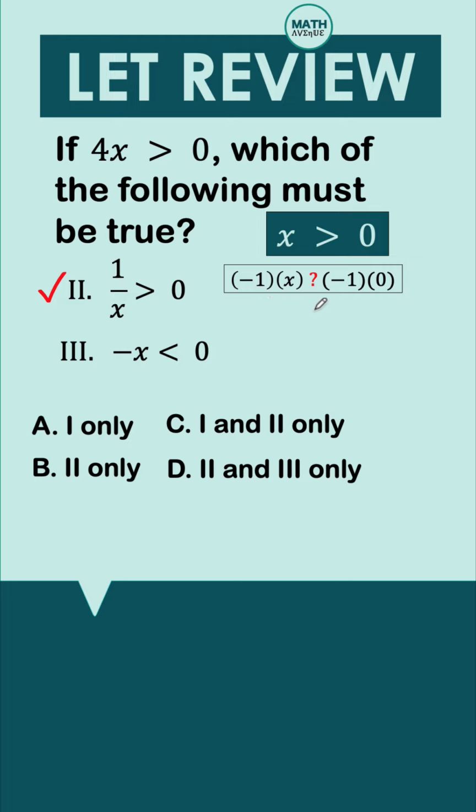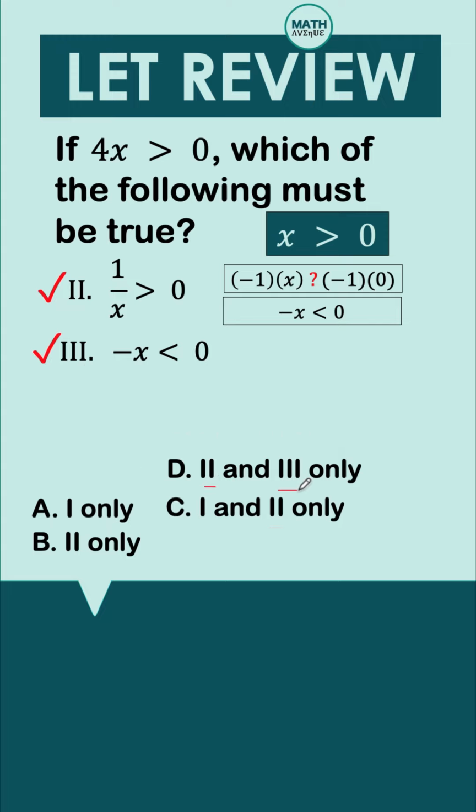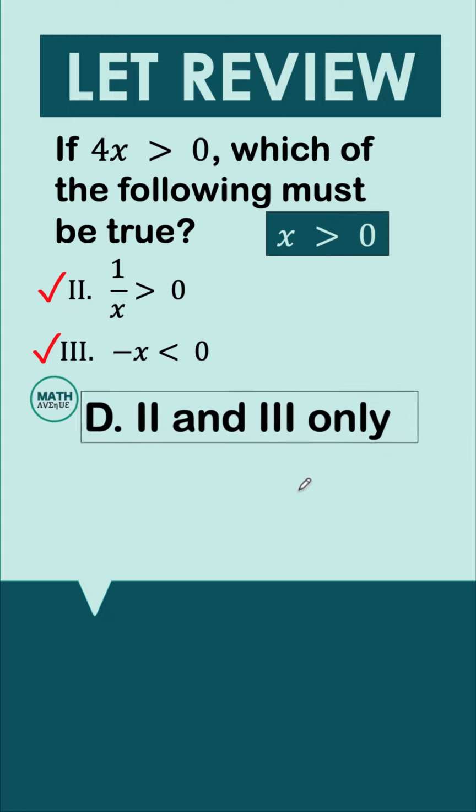From the properties of inequalities, whenever you multiply an inequality by a negative number, you reverse the sign of the inequality from greater than, that becomes less than. And negative 1 times x is negative x, negative 1 times 0 is 0. So negative x less than 0 is true. That is exactly what we have here for number 3. Therefore, 2 and 3 are correct, and our answer is letter D.